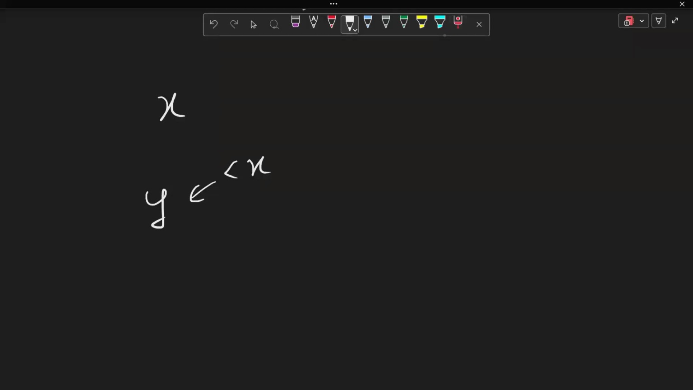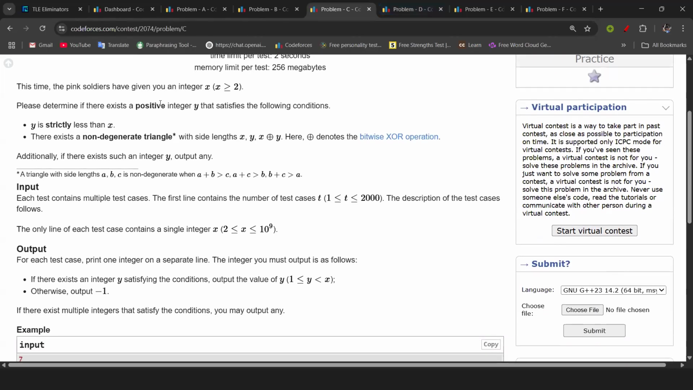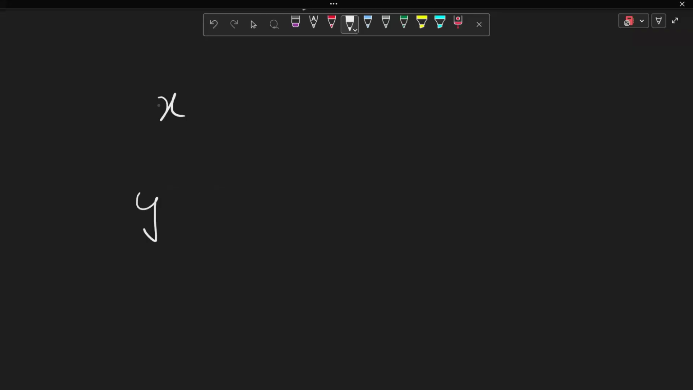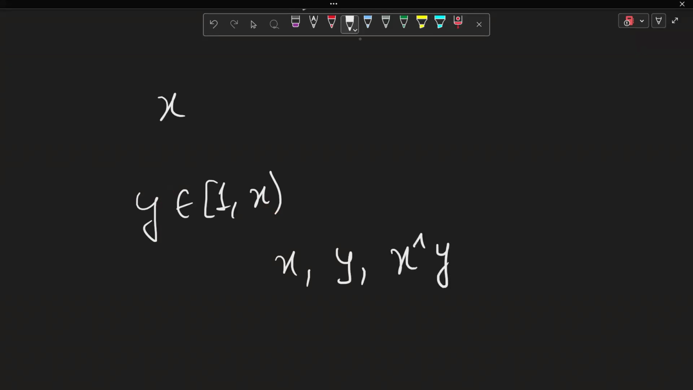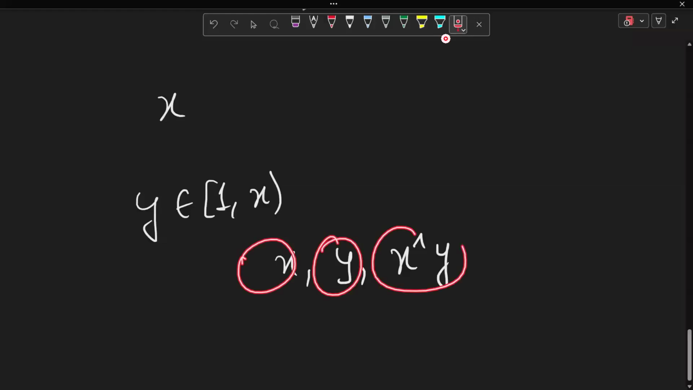And it should be greater than or equal to 1, since it's a positive integer. So this y should belong in the range from 1 and strictly less than x. You need to select such an integer y in this range so that these three values, x, y, and the third value x XOR y, form a non-degenerate triangle. Okay, that's what you need to find.